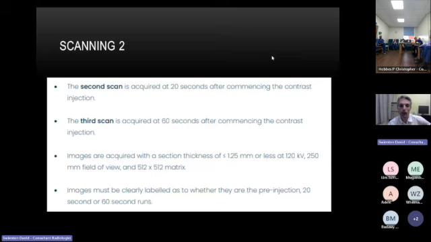And then the third scan happens 60 seconds after the beginning of contrast, so 40 seconds after the previous scan. Again, I'll go into what those show. Then there are some very technical bits and pieces about the slice thickness, the kilovoltage peak of the machine, the field of view, and the matrix display. But also importantly, the images need to be labelled as to whether they were pre-injection, 20-second or 60-second runs. Again, that's something that will not happen unless radiographers have been primed and things have been discussed beforehand.